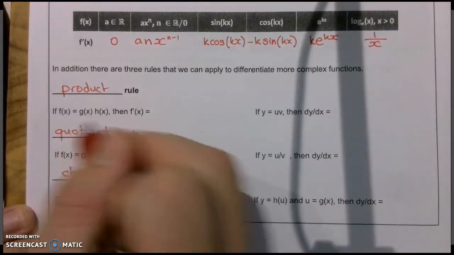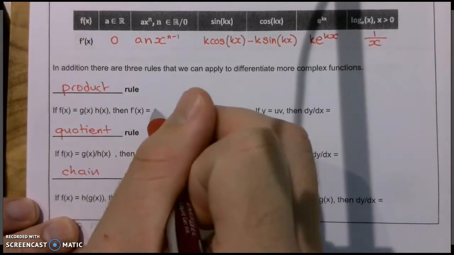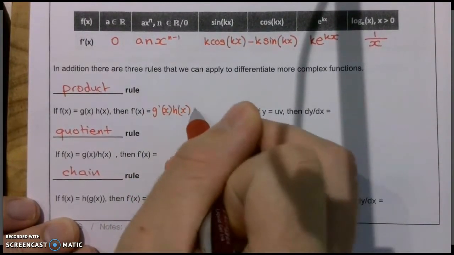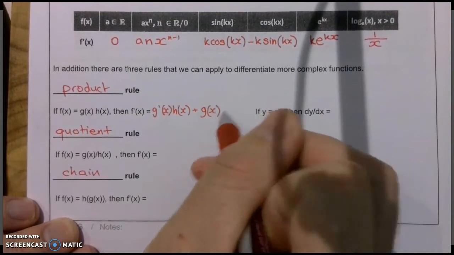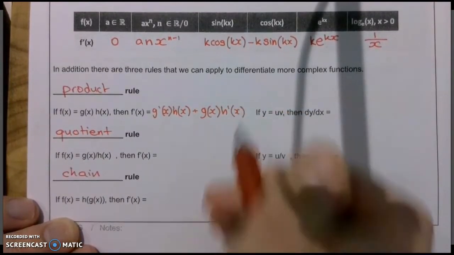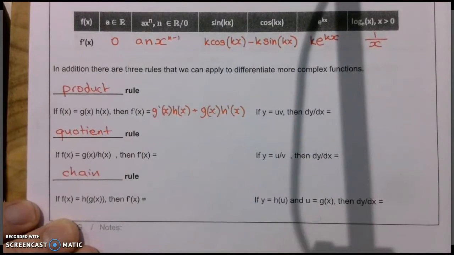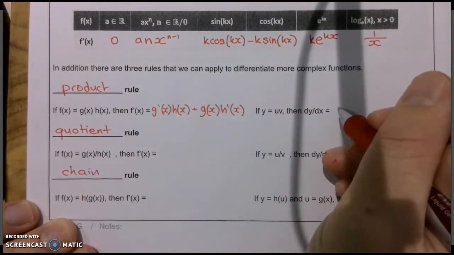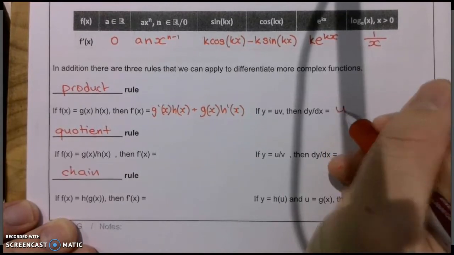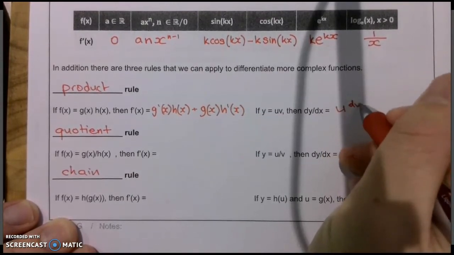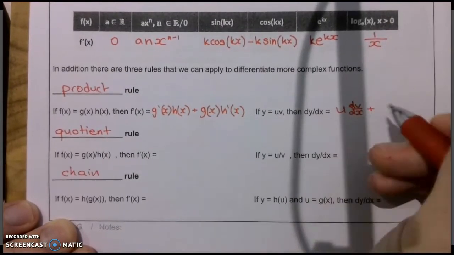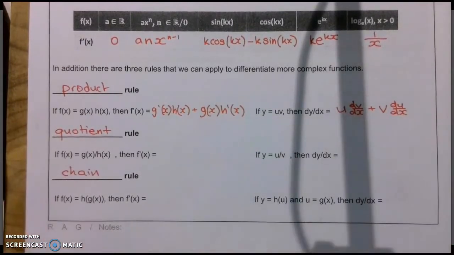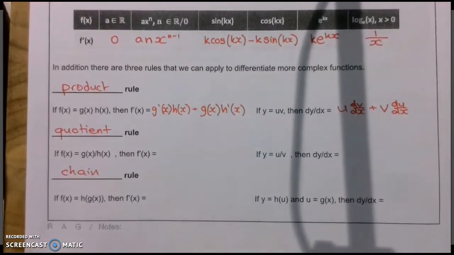So the product rule, when we multiply two functions, well, it's the derivative of the first multiplied by the second plus the first multiplied by the derivative of the second. And there is some symmetry to that. Another way to write it then would be the first multiplied by the derivative of the second, dv by dx, plus the second multiplied by the derivative of the first. Those are exactly equivalent.